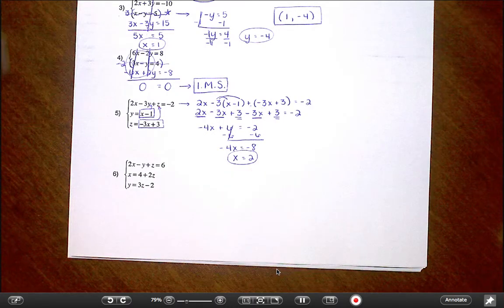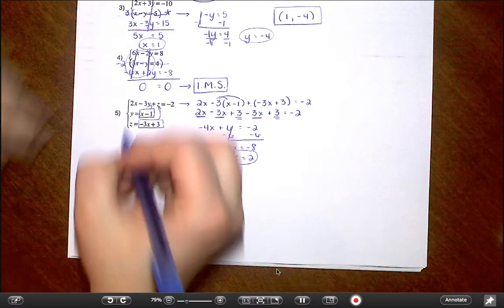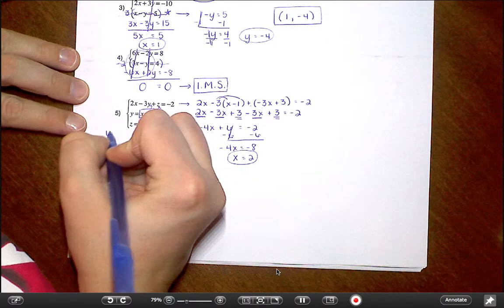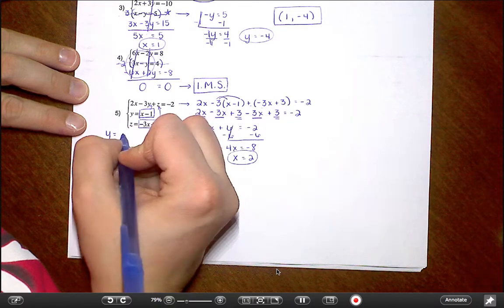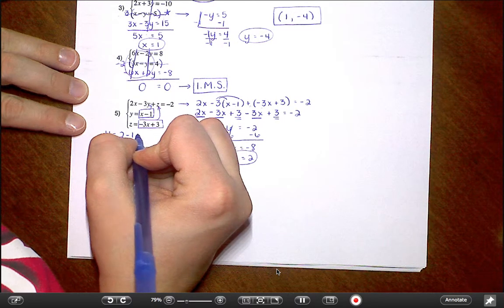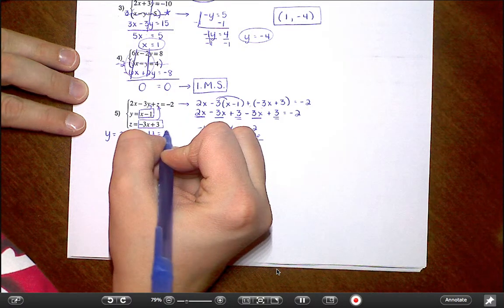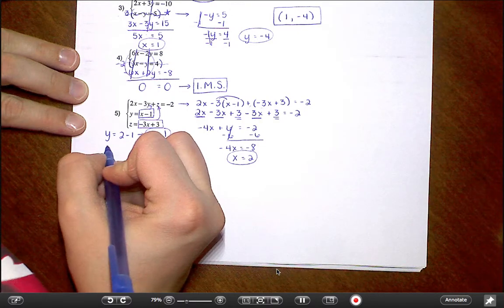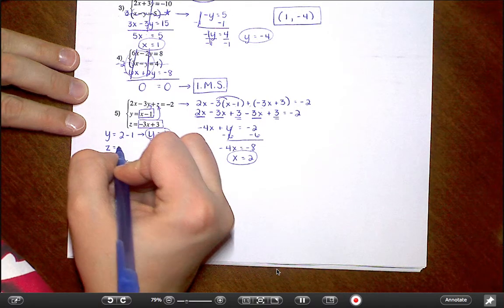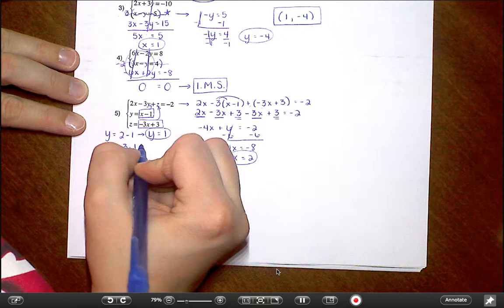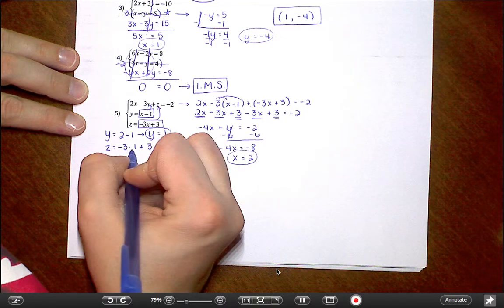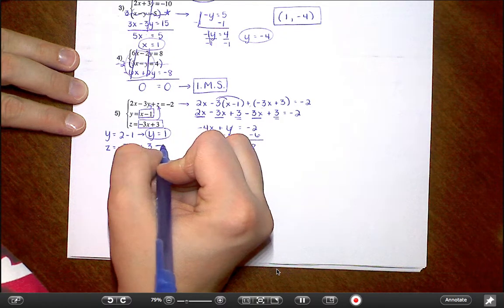Okay. Now, once again, we're not done. We do need to go back and find what y is equal to and what z is equal to. But that's easy because now we know what x is. So my y, for example, y is equal to x minus 1, so that'd be 2 minus 1, which is 1. Okay, I guess I should write y equals 1. And z is going to equal negative 3 times 1 plus 3. That's negative 3 plus 3, which is 0.